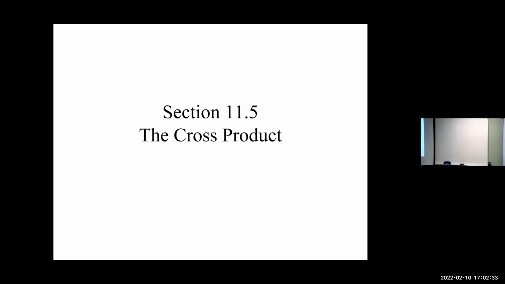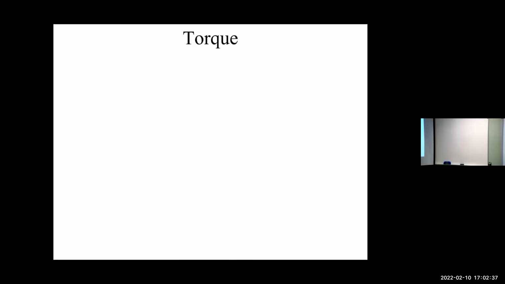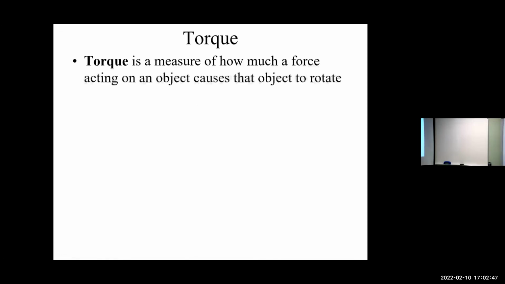in 11.6. So that'll be more of our focus today, but there's a couple things I want to mention about the cross product. So first off, just to give you a conceptual idea of what's going on with the cross product, or why we need this other form of multiplication for vectors, torque is something that we can all relate to. It's the force acting on an object that causes it to rotate.